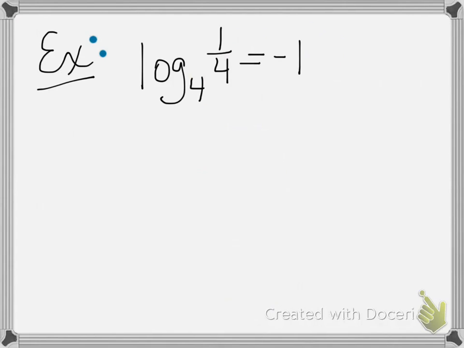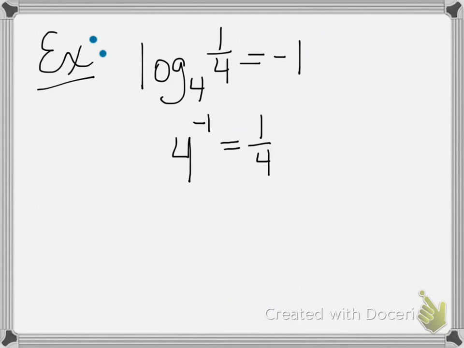Let's try another one. If I rewrite this one, my base here is 4. The number across my equal sign is -1. And then my number that's left is 1 over 4. And so you may remember 4 to the -1 does equal 1 over 4. So that's how we rewrite a logarithm in the form of an exponential equation.